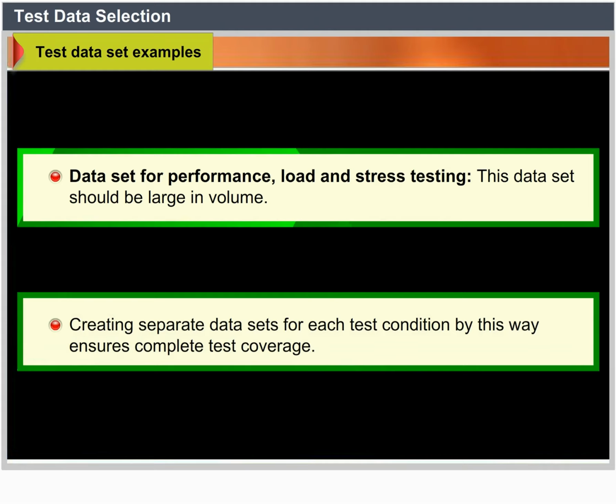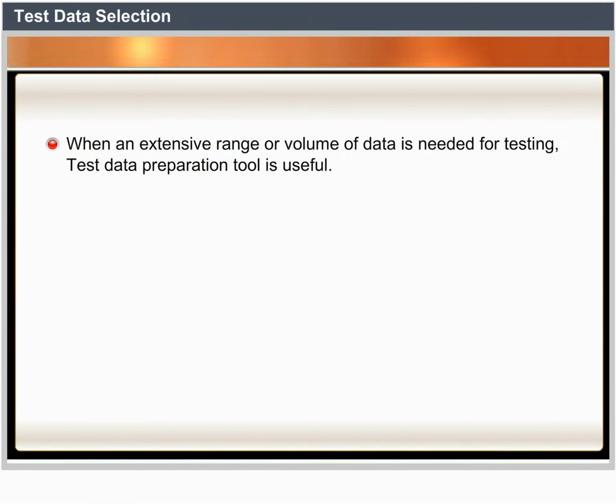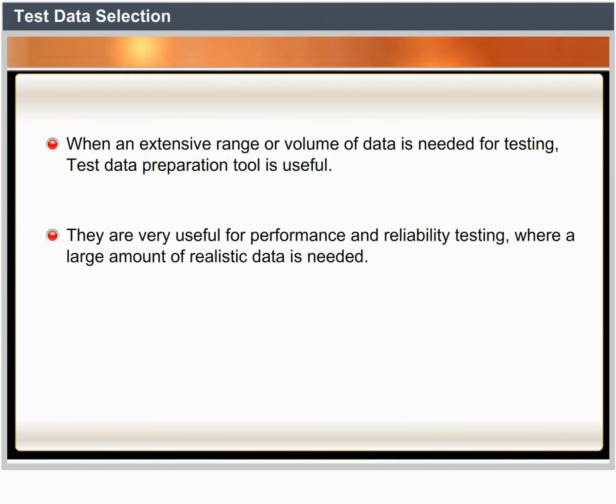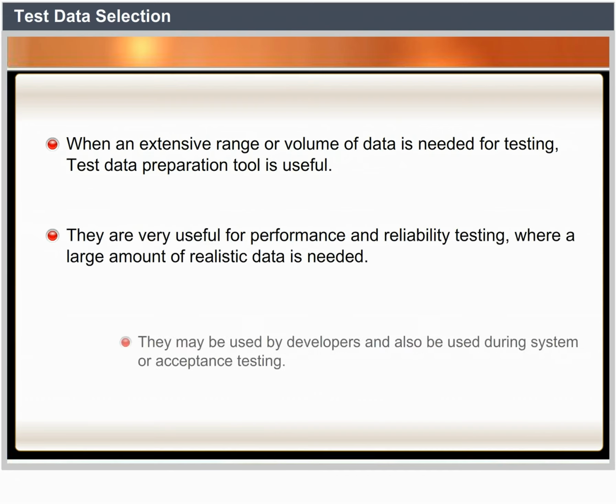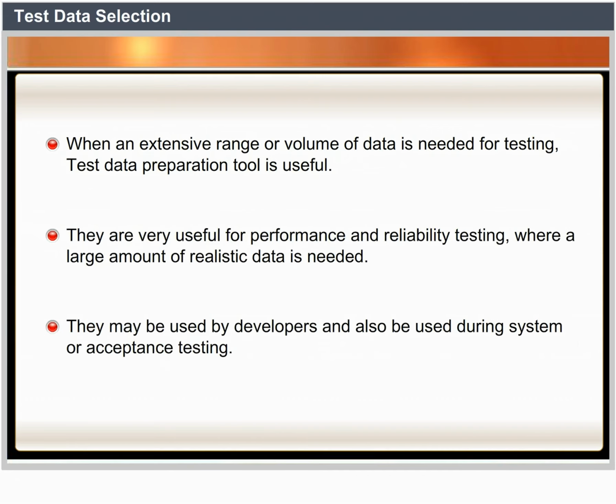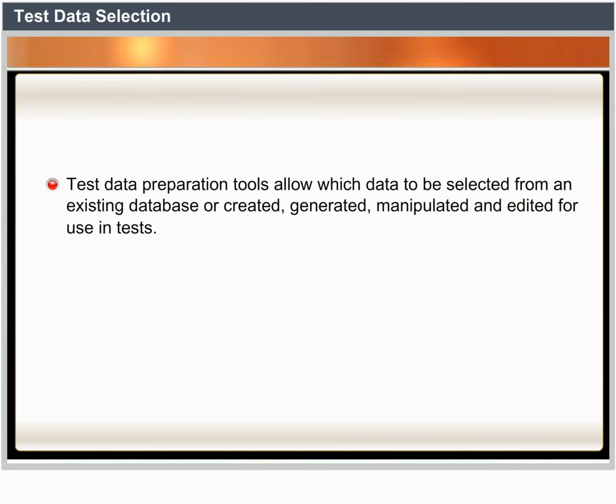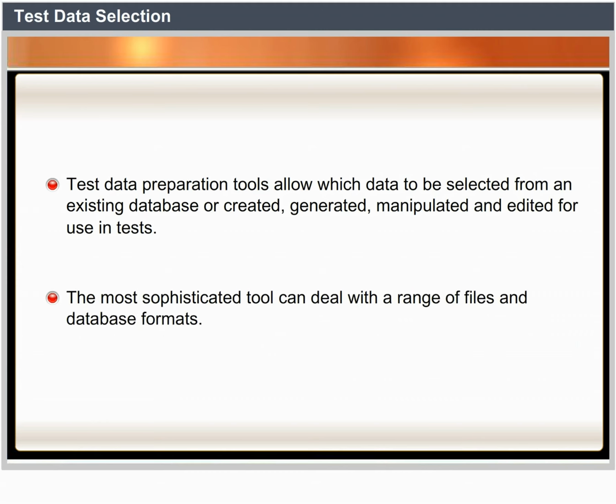What are test data preparation tools in software testing? A test data preparation tool is useful when an extensive range or volume of data is needed for testing. They are very useful for performance and reliability testing, where a large amount of realistic data is needed. They may be used by developers and may also be used during system or acceptance testing. Test data preparation tools allow data to be selected from an existing database or created, generated, manipulated, and edited for use in tests. The most sophisticated tools can deal with a range of files and database formats.